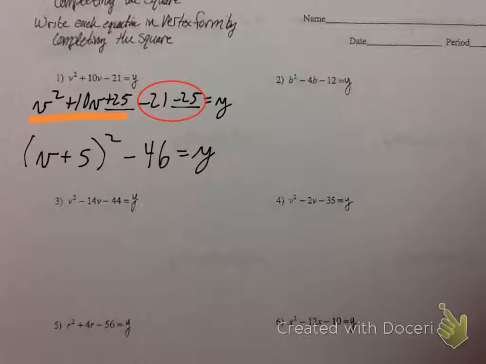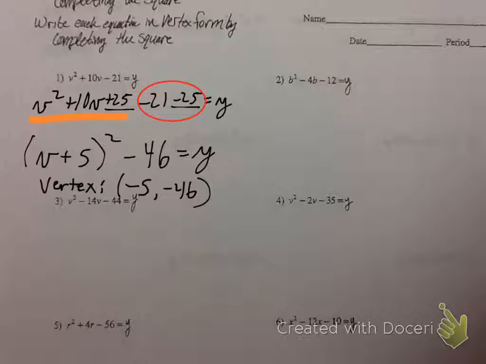Now, my vertex is always going to be an ordered pair. So I look at that number right there. That's h, right? But I look at the opposite of the sign. Negative, so it's 5, negative 5. And then I take the second number as is. Negative 46. And that's the vertex.